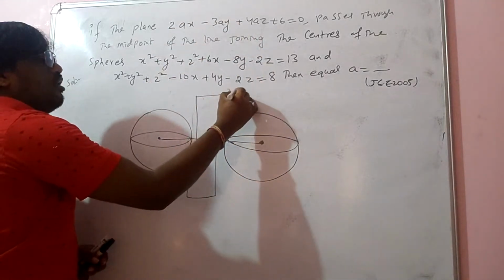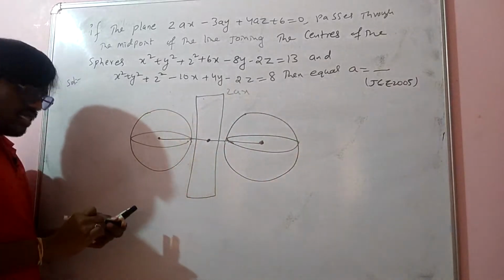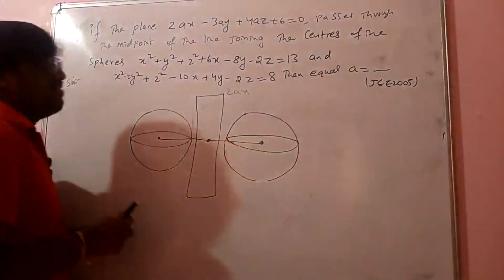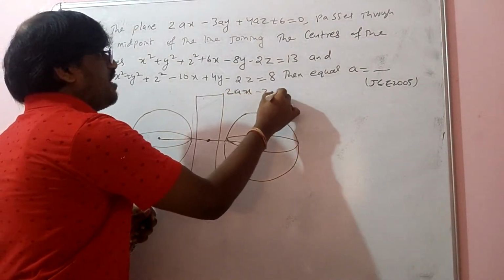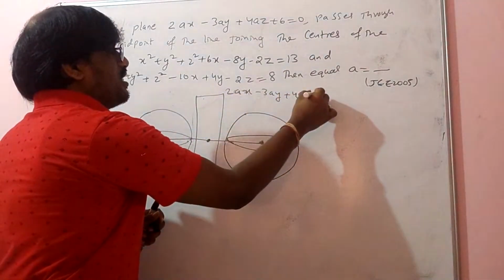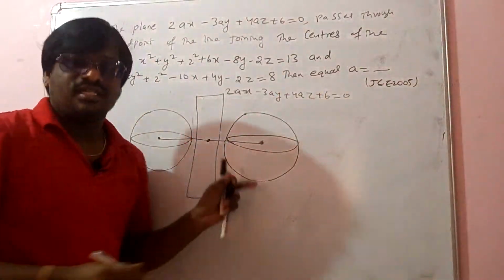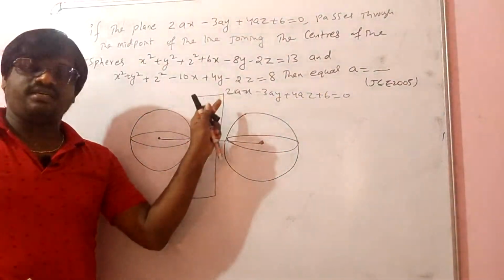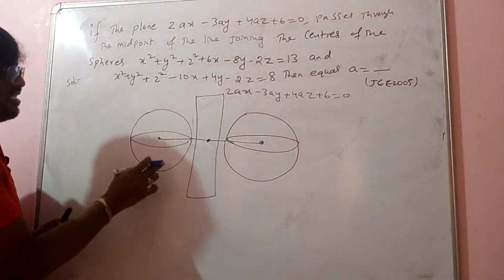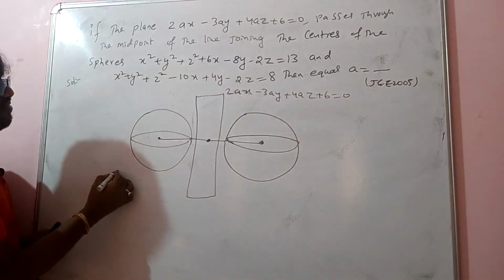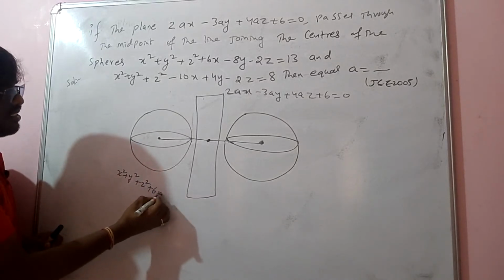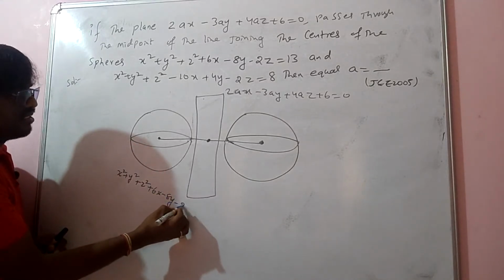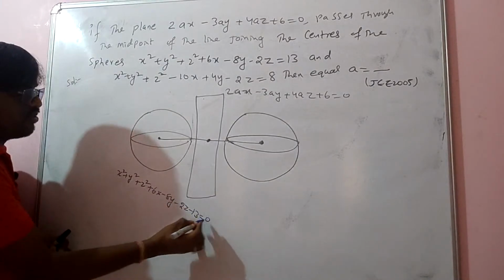The plane equation they gave is 2ax minus 3ay plus 4az plus 6 is equal to 0. And the sphere equation they gave is x square plus y square plus z square plus 6x minus 8y minus 2z minus 13 is equal to 0.